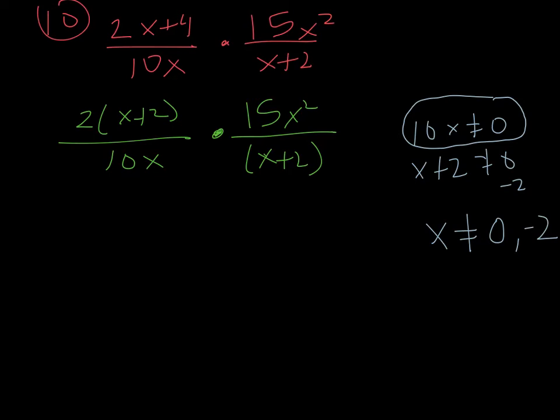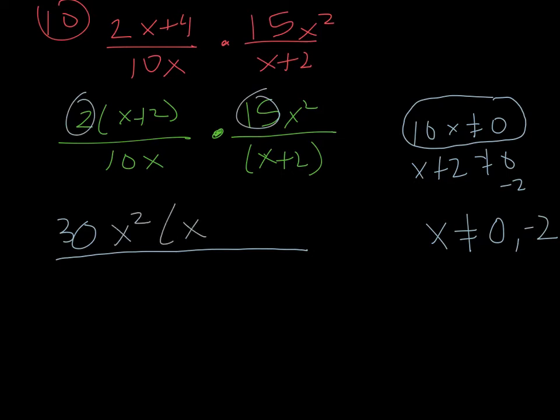Now you can simplify like this, and I think that's how my answer key looks like. Another way that you could simplify this is multiply it out. So I have 2 times 15 is 30. I have an x squared and x plus 2, that's what I have on top. And then I have a 10x, x plus 2. So you can actually multiply it out, and sometimes that's easier for people to simplify it.